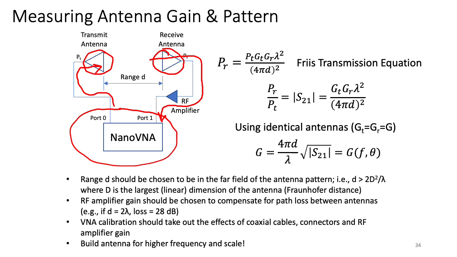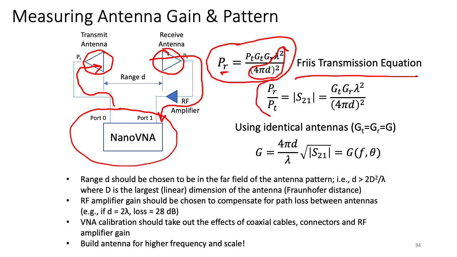So from the Friis transmission equation, this is the relationship between received power and transmitted power versus distance, antenna gain, and wavelength. The transmitted power times the transmit gain times the receive antenna gain divided by (4 pi d over lambda) squared, which is this term here, gives me the received power.